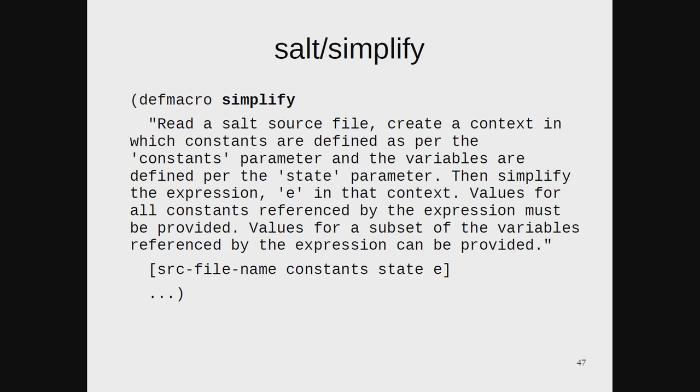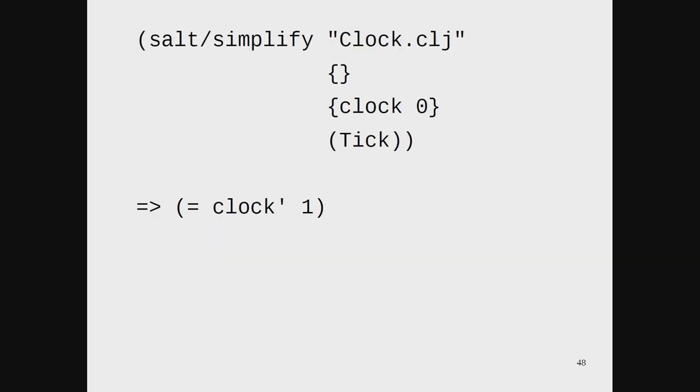Because I could just ask the Clojure evaluator to evaluate my spec and it would give me an answer. But the limitation there was I had to specify every variable that was going to be referenced. It could only give me an answer if I told it all the variables. Whereas with simplify, I can now give it some of the variables, and it will try to simplify the resulting expression to just tell me what the remaining variables need to be equal to.